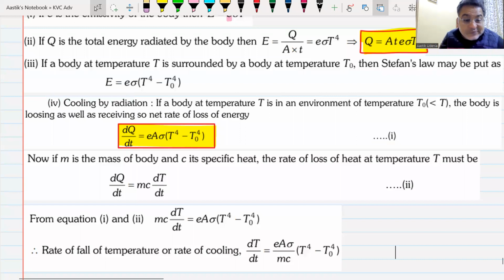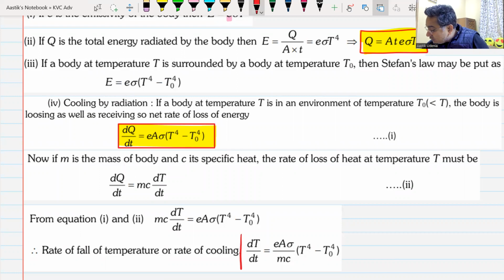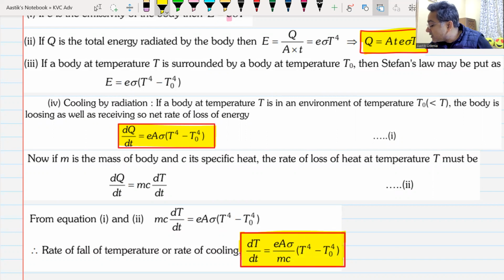Rate of cooling means rate of change of temperature, and the rate of change of temperature for a body of temperature capital T kept in a surrounding of temperature T naught. E is emissivity, A is area of cross section, sigma is Stefan's constant, M is mass of the body, C is specific heat of the body. Do we understand this? Yes, sir. I'll give you 2 minutes to note this down.